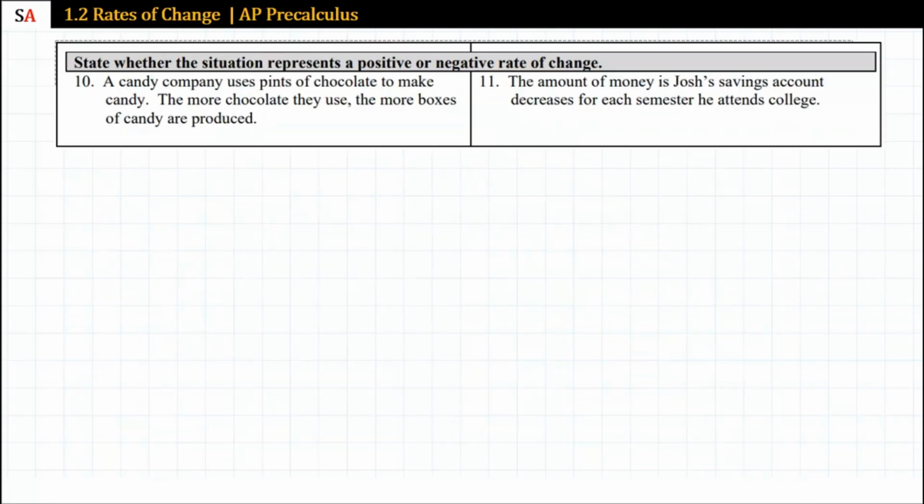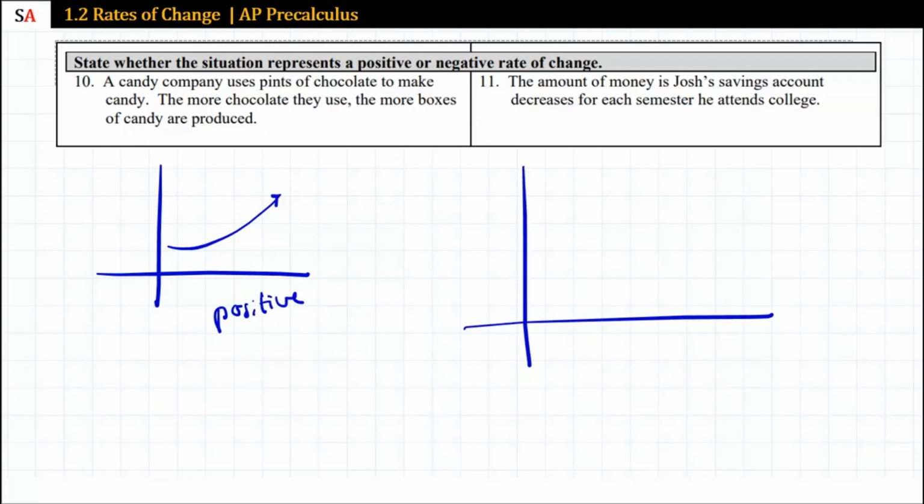Okay. State whether the situation represents a positive or negative rate of change. So a candy company uses pints of chocolate to make the candy. The more chocolate they use, the more boxes of candy are produced. So you can see the more chocolate they use, the more boxes they produce, right? So this is a positive rate of change.